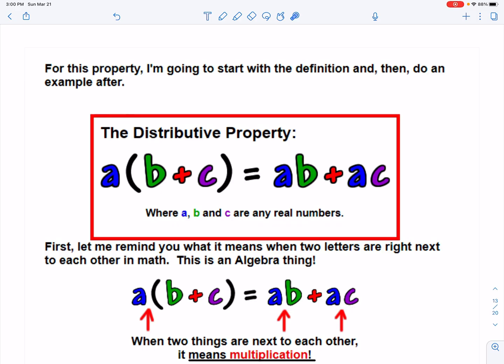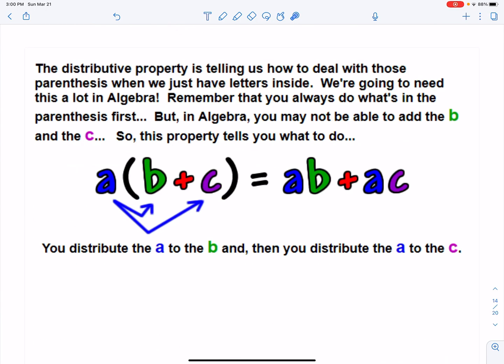Well, anytime you have an A right up next to a parenthesis, it also means to multiply. So kind of keep that in mind. The distributive property is telling us how to deal with these parentheses when we just have letters inside. We're going to need to do this a lot in algebra. So remember that you always do what's in the parentheses first. But in algebra, you may not be able to add the B and the C. So this property tells you what to do.